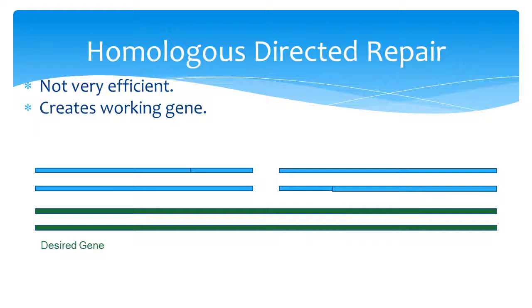That's why we have the homology directed repair pathway. Though it's not as efficient as NHEJ, it will result in a working gene. The first step is two MRN complexes recognize a double-stranded break and signal for endonucleases to eat away at the ends to expose 3' bases.